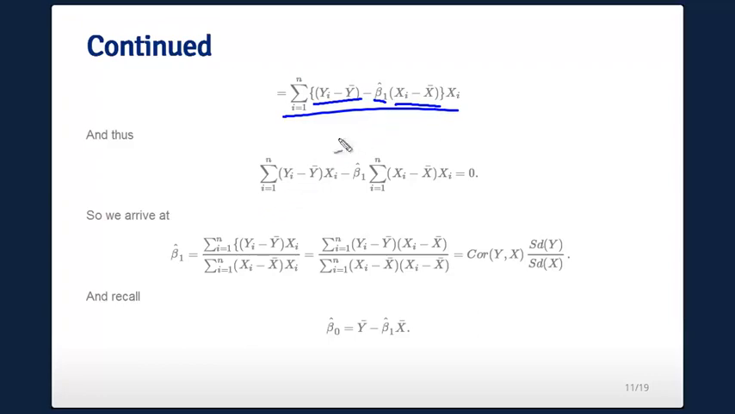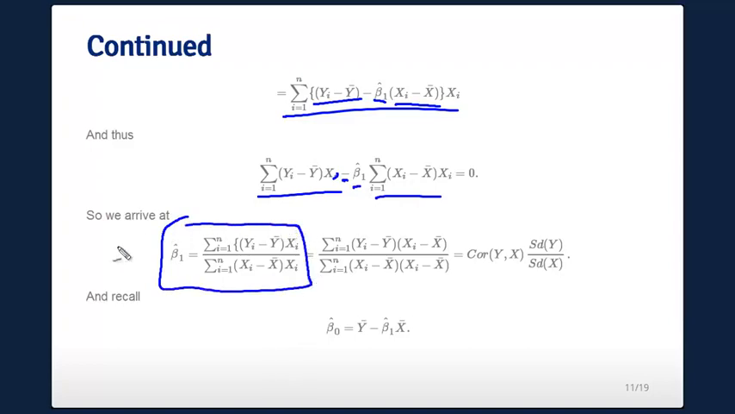So then we can solve this. We get the summation of yi minus y bar times xi, minus beta 1 times the summation of xi minus x bar times xi, equals 0. Beta 1 is what we want to solve for. We just solve and we get this guy right here. Beta 1 is the summation of yi minus y bar times xi divided by the summation of xi minus x bar times xi.